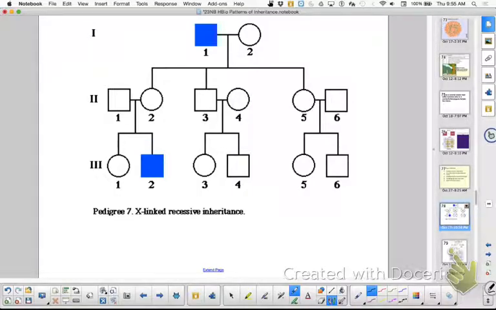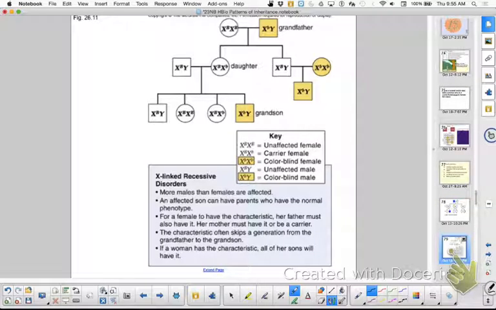But what else do you see? Male is more prevalent. So that's how you would differentiate between them. You can see that here. It can skip generations, but it's more prevalent in males. It doesn't mean you can't have it in a girl, but if you have it in a girl, the dad has to have it too.